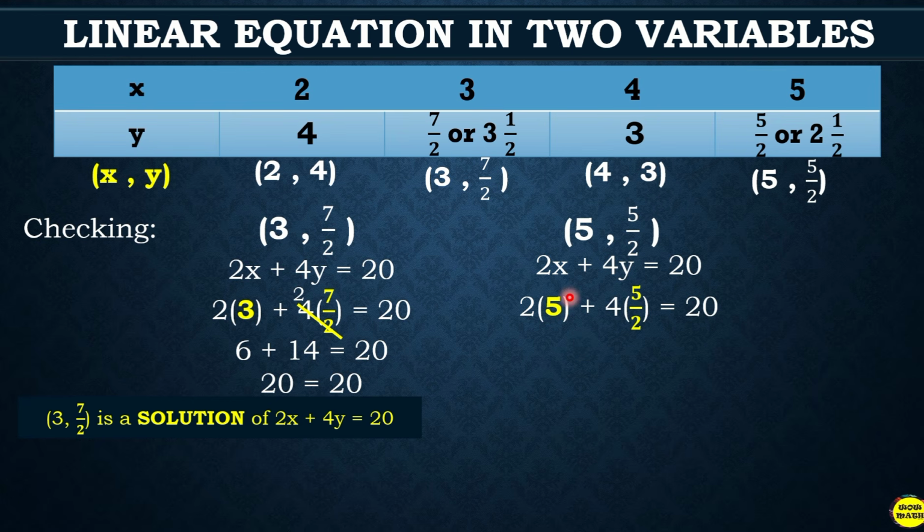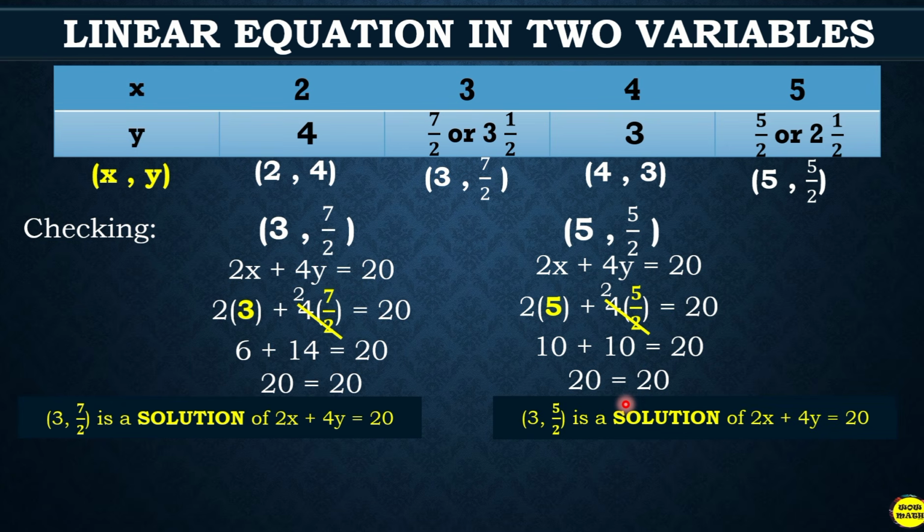Alright? So, let us simplify this first. So, 4 divide 2, pwede na yun i-cancel. We will have 2. Now, let us solve. 2 times 5, 10. Ito ay 2 times 5 then, that is 10. So, 10 plus 10, that is 20. They are equal. So, therefore, (5, 5 over 2) is a solution of 2x plus 4y equals 20.